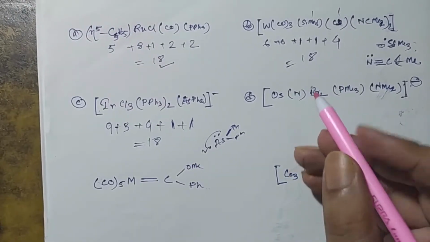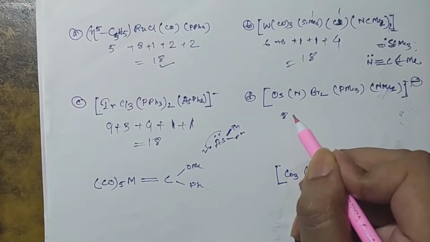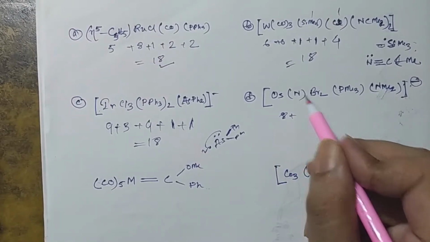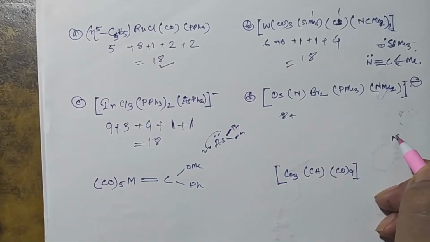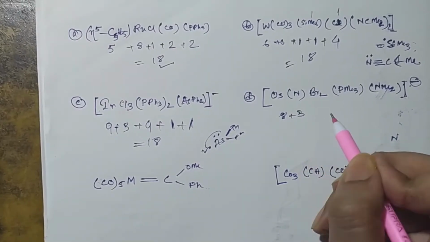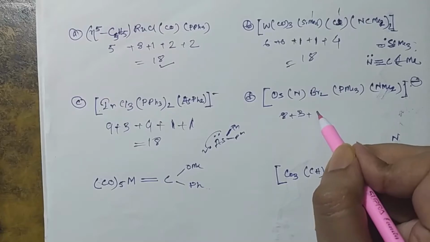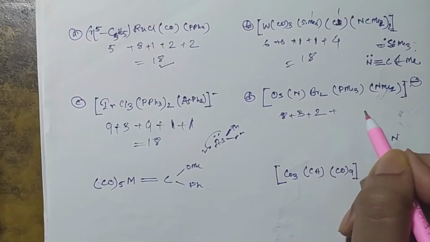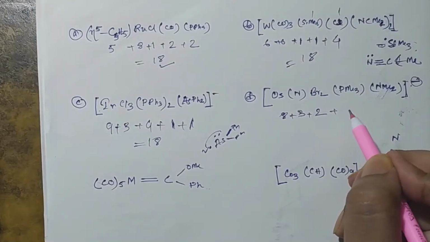And the next option is osmium. For osmium we take 8 for the valence shell. And there is again nitrogen. So nitrogen has 3 unpaired electrons, so that will be donated, that is 3. 2 bromine, so that is 2, 1 for each bromine. And there is PMe3, so the lone pair of phosphorus will donate 2.